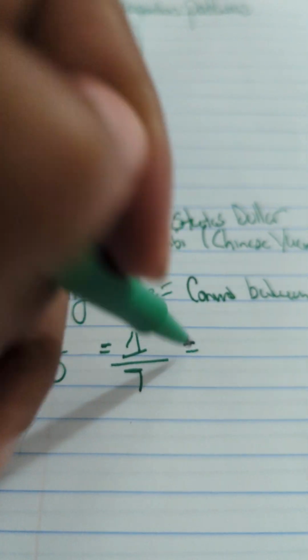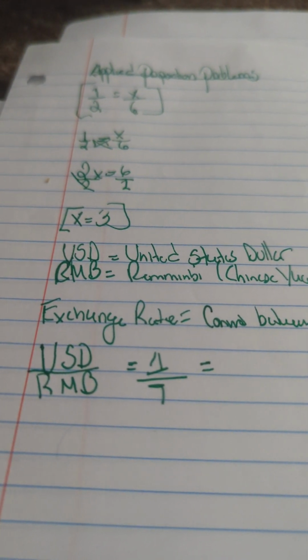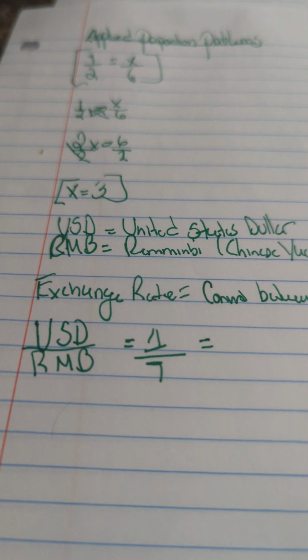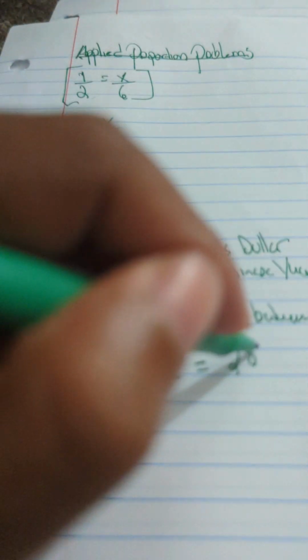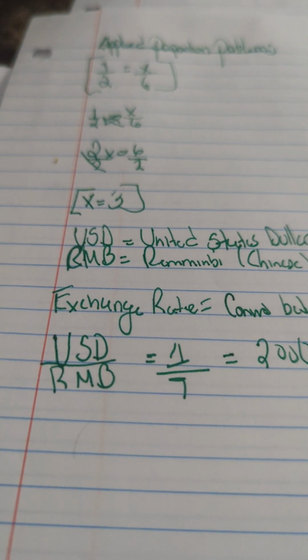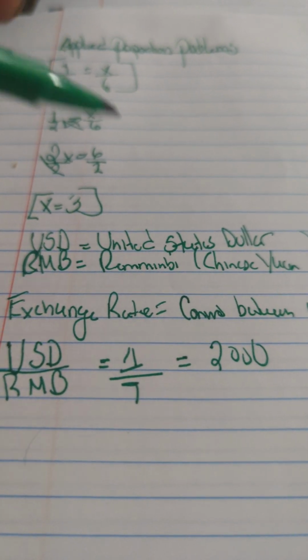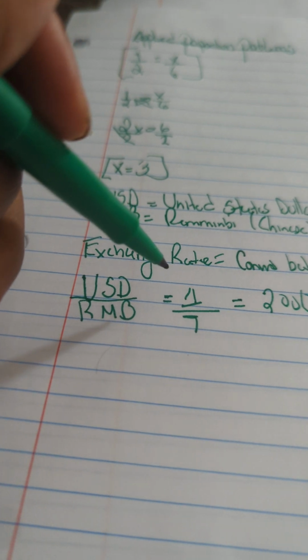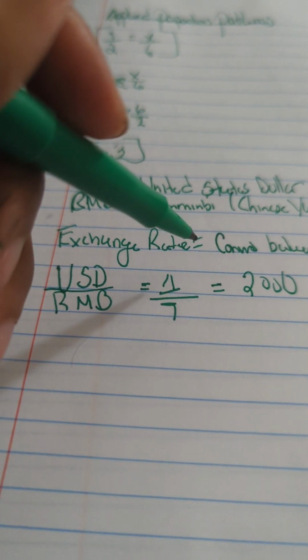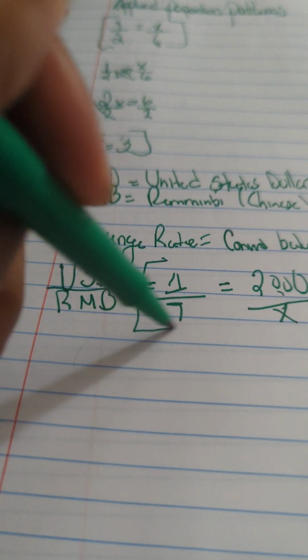So let's say, for example, we brought $2,000 to China, right? And then let's say I want to know how much I get back in RMB when I go to the exchange booth, right? So I know that if one US dollar is equivalent to 7 RMB, and we have 2,000 US dollars, what we're trying to find is how much in RMB do we get back, right?